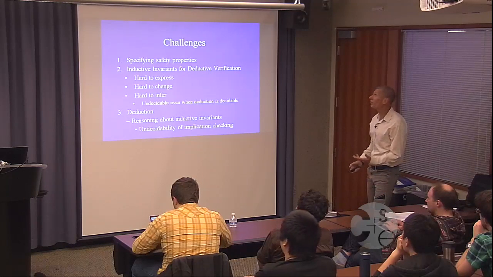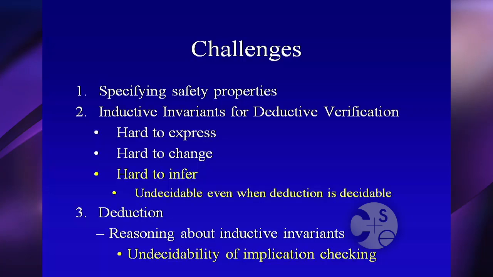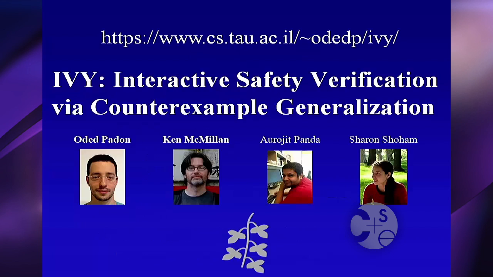So in fact, we have now three challenges. One is that you want to specify the properties. That's very hard. The other one is we have to come up with the inductive invariant, which is also hard. And finally, we have the deduction. Even when you have a candidate inductive invariant, in fact, it's undecidable to check it. So there are two undecidable problems that we want to worry about. And you notice that even in the case that deduction is decidable, still this can be undecidable. So we have this very hard problem.